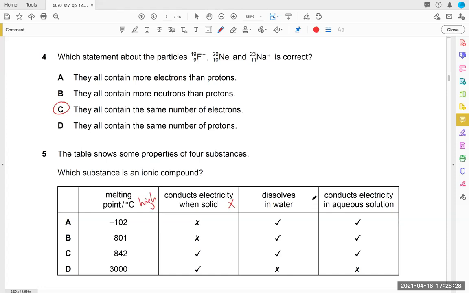Most likely, but it is also true that most ionic compounds don't dissolve. So this might be possible, but it's not necessarily the case. And conducts electricity in aqueous solution has to be true. So this is a question mark thing. This can be true. This cannot be true. We just have to look for an option that works for us.